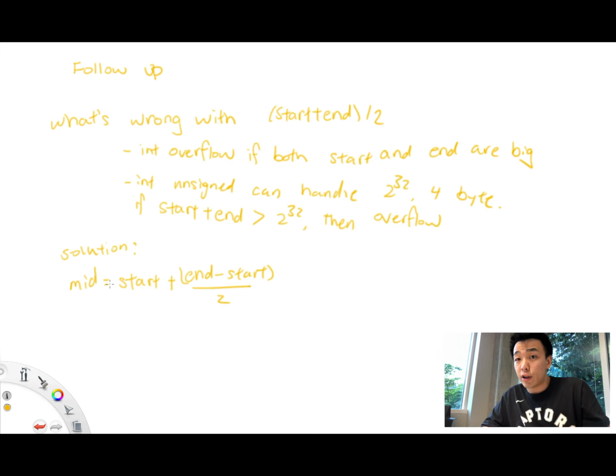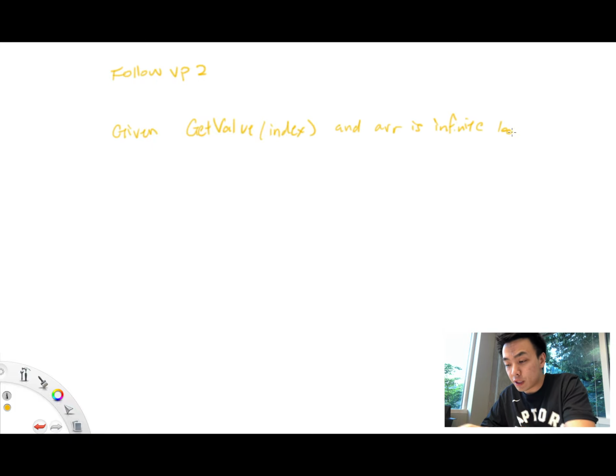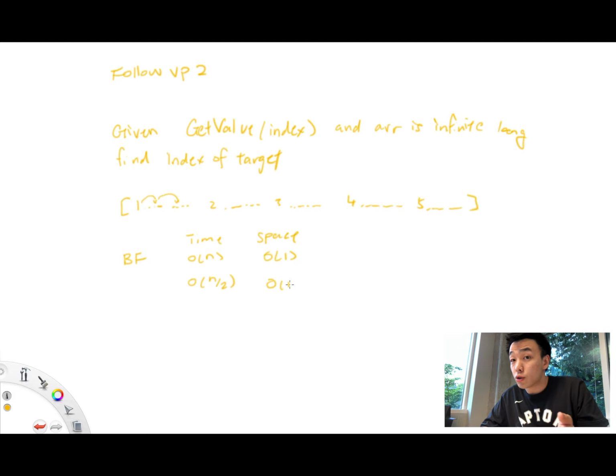And then the second follow-up I love to ask is, suppose you have a special get-value-at-index function, where you can get the value at a particular index. And then this array is huge, really long. It's an infinite array, so you won't actually have the n index. So what would you do? If we go back to our drawing board, go with brute force solutions, we can read through everything, every single one of them. Obviously, that's going to be O of n time with O of 1 space.